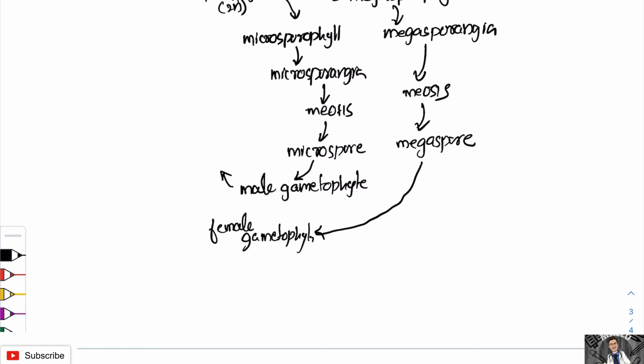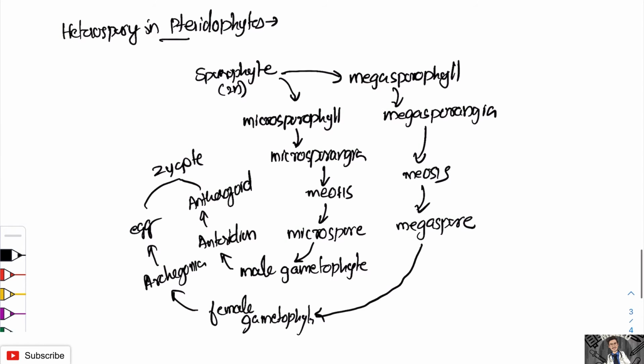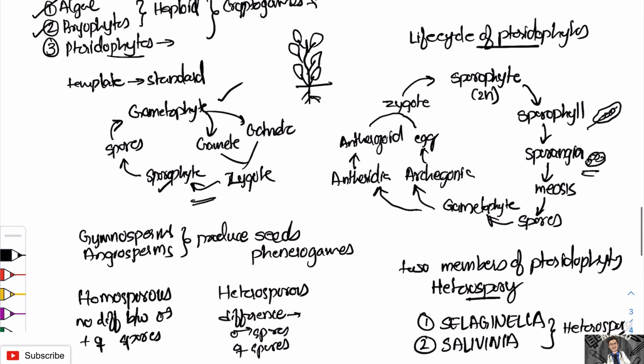Male gametophyte produces the antheridium, and female gametophyte produces the archegonia, and from archegonia you have the egg, and from antheridium you have the androzoid, and then they fuse to form zygote, and the zygote in turn produces the sporophyte. Isn't it simple to draw the life cycles? Yes. So, where were the differences? Let's see.